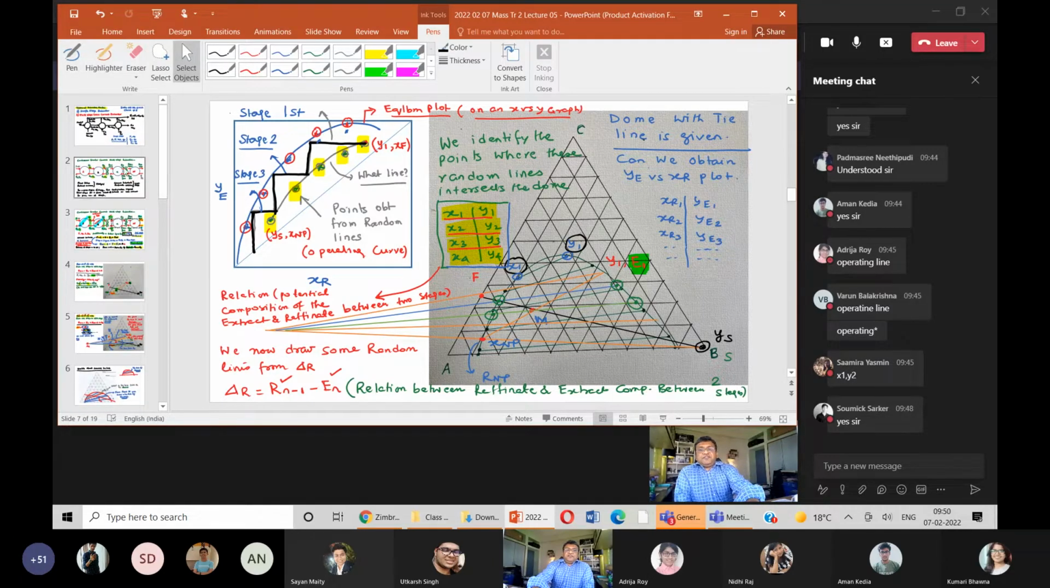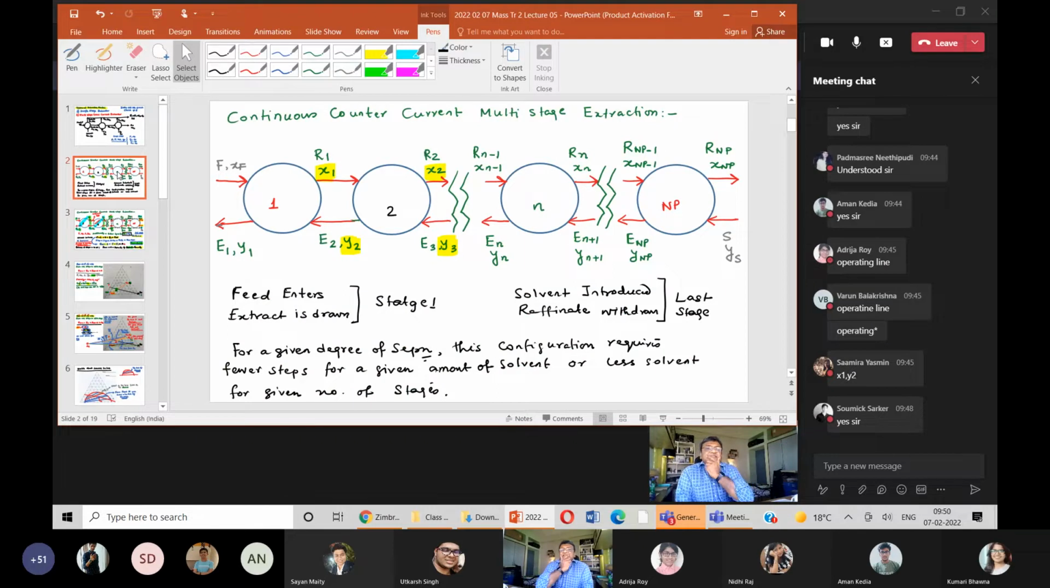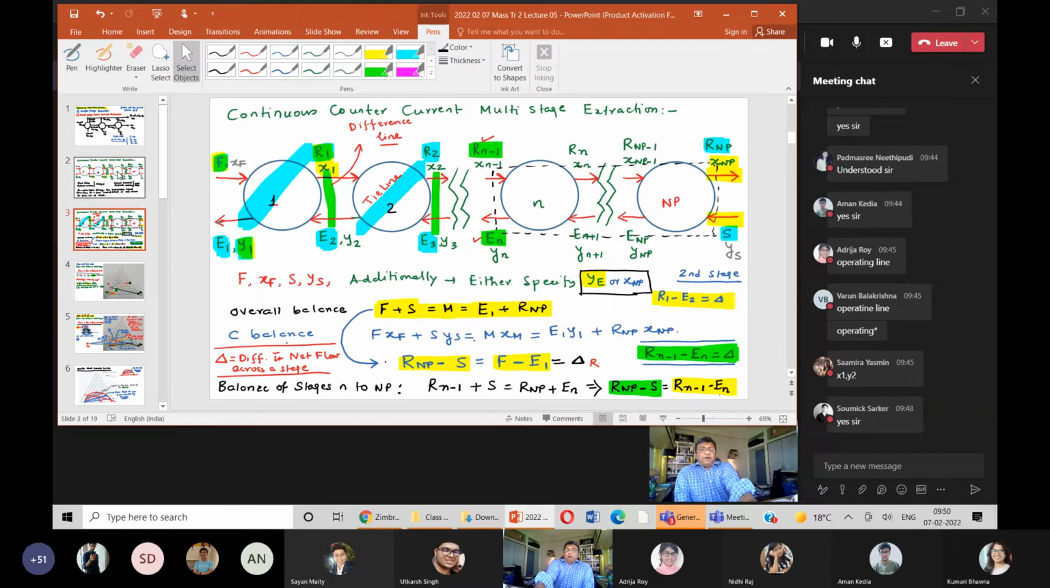So while the class confirms, let us check what we have learned. So this is the countercurrent multi-stage extraction unit, right? This is the overall balance, and from the overall balance we write the difference equation. Then we take an intermediate balance of an intermediate section, and we get a generalized form of the difference equation, which is like this, right?